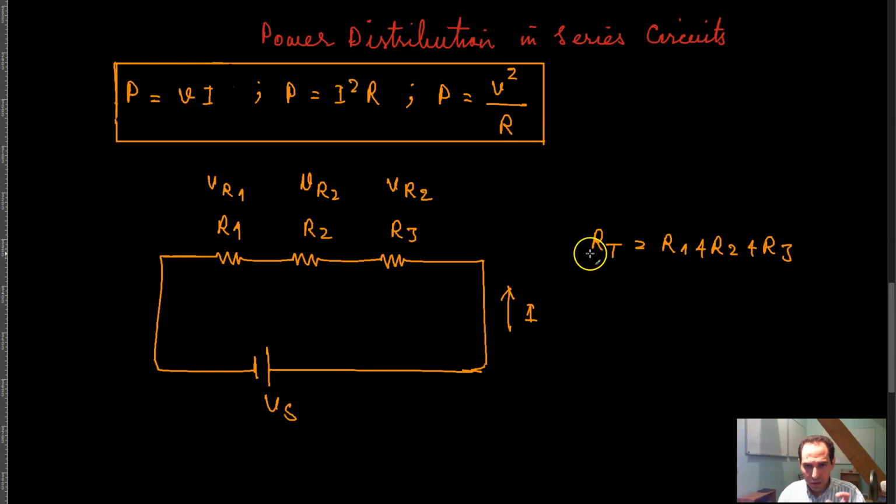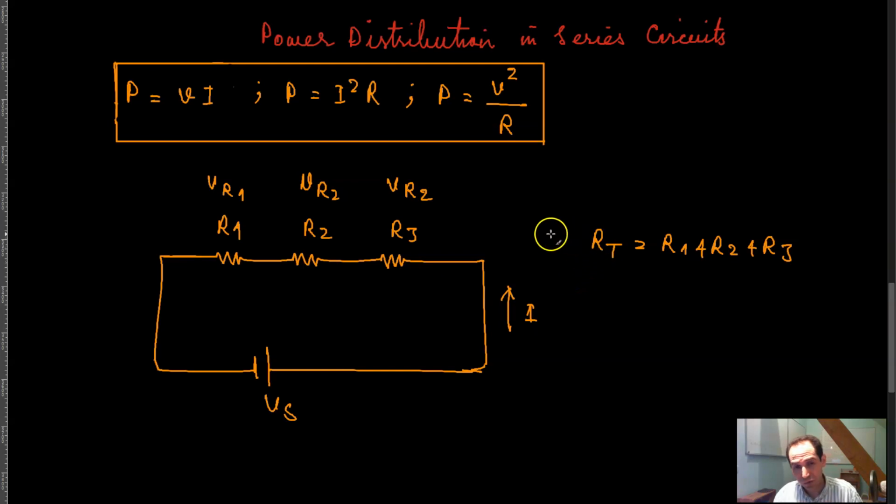And then regard that as one resistor, and then use, for example, this formula: P is equal to V times I. So you have your voltage and the current, and then you would get some value which would be the power dissipated in this whole resistor here.